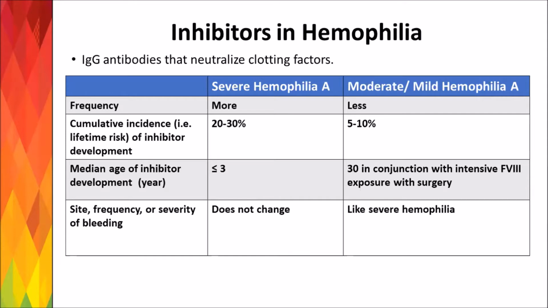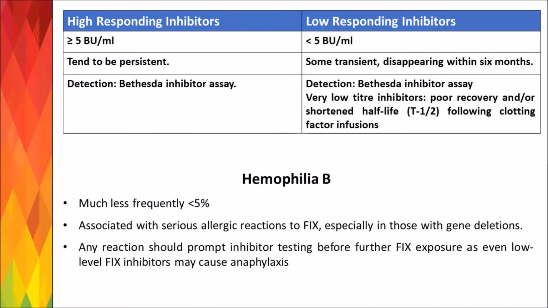When mild and moderate hemophilic patients develop inhibitors, they get clinical symptoms like severe hemophilia. Now coming to the different types of inhibitors, you have high responding inhibitors and low responding inhibitors. The high responding inhibitors tend to be persistent, whereas the low responding inhibitors, which are less than 5 Bethesda units, are transient. They may disappear within 6 months. The gold standard method is the Nijmegen Bethesda inhibitor assay. However, for very low titers, this may still be missed, and that is why factor recovery assay is one of the best methods to check this, which we will be going ahead with.